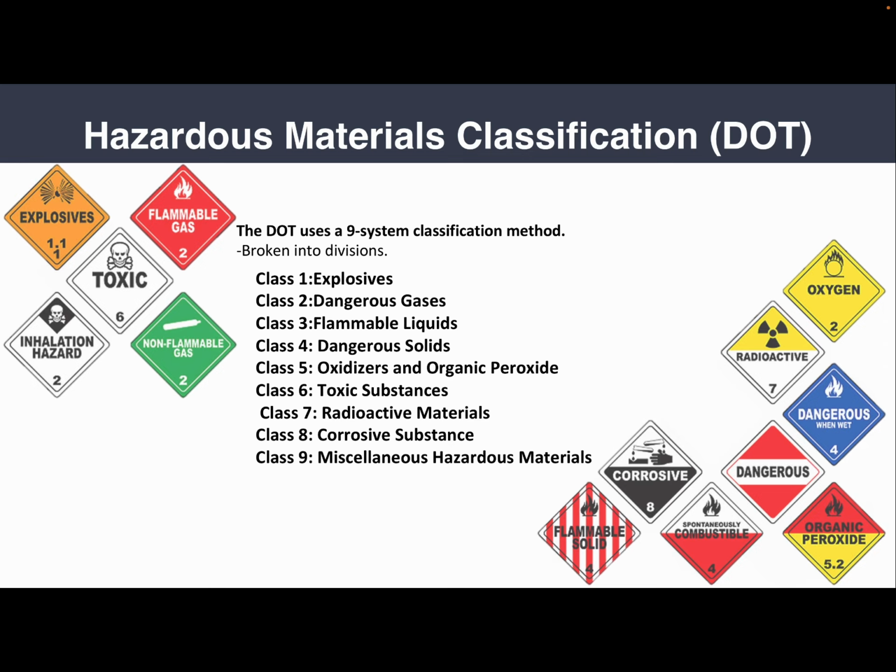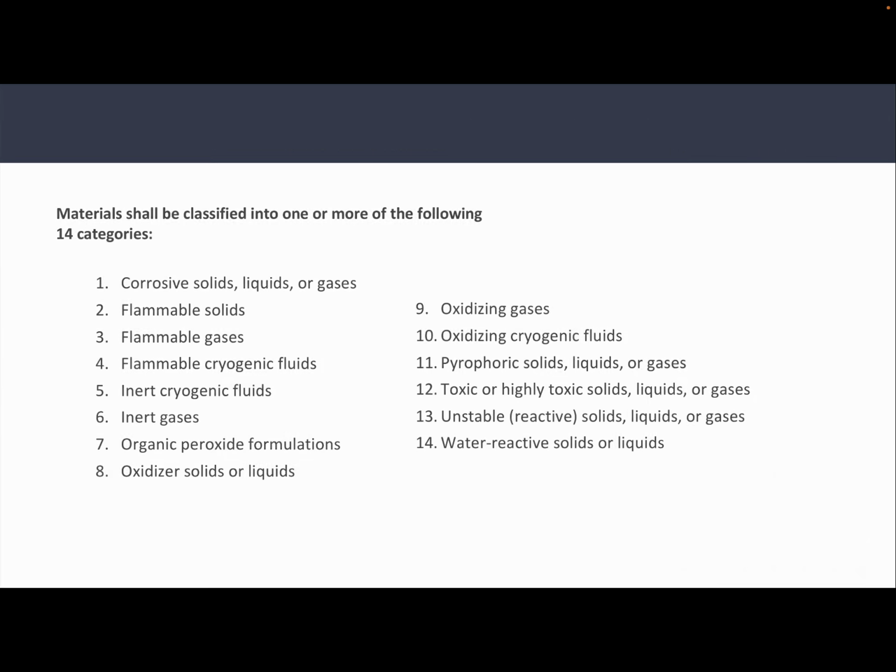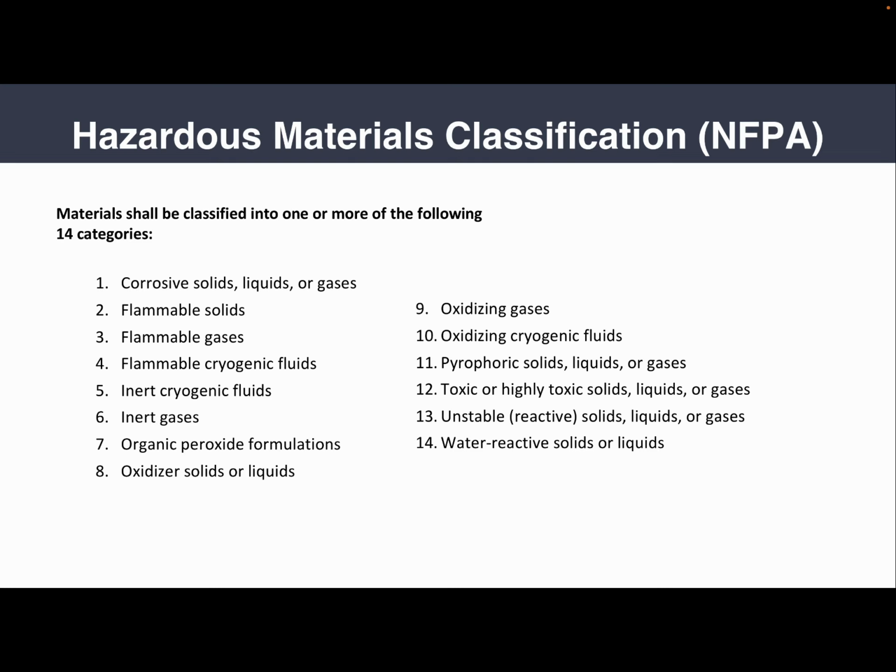But in NFPA, we have our own classification. It's the 14 classification categories. We have the corrosive solids, liquids, and gases, flammable solids, flammable gases, flammable cryogenic fluids, inert cryogenic fluids, inert gases, organic peroxide formulations. We also mentioned this at the beginning of the lecture, oxidizer solids or liquids, and so on until the end. This system is more detailed than the DOT classification because it directly links to the fire protection, ventilation, and also containment of the materials.